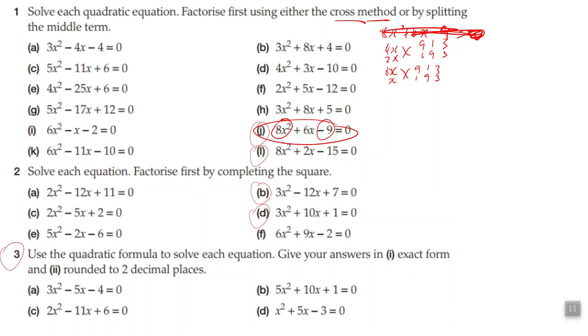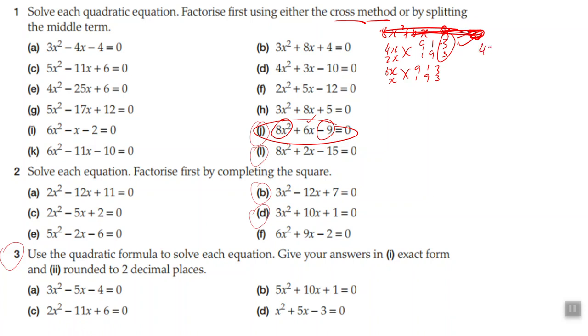So 4 times 1 is 4, 2 times 9 is 18. 4 and 18 won't ever give you 6, so that's not a possibility. I can tell straight away. Let's try 3, 3. 4 times 3 is 12, 2 times 3 is 6, and 12 and 6 can possibly give you a 6x. We want a negative 9, so one of them is going to be negative. We want the top one to be negative, because 4 times positive 3 gives you positive 12, and 2 times negative 3 gives you negative 6. So 12 minus 6 is 6, which is what we want.